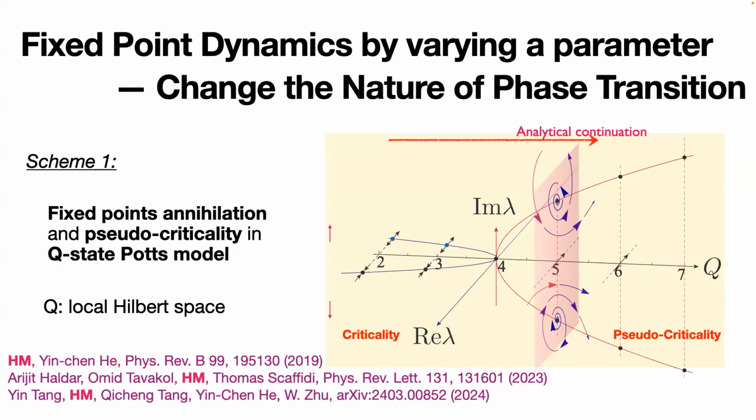It's not continuous. But pseudo means there's some other fixed point very close to it, but we cannot approach it in the physical real system. So it affects it in some proximity way. So it's called pseudo-critical. That means the non-Hermitian effective theory yields a complex fixed point that somehow predicts the pseudo-critical behavior in the real line.